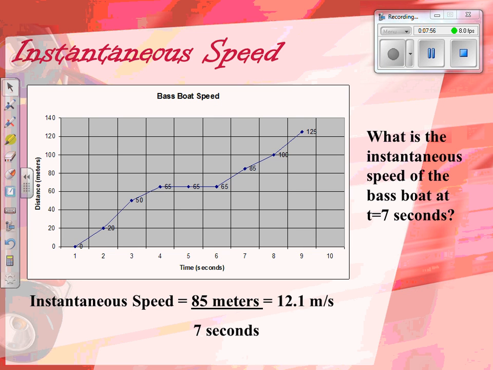Okay, his instantaneous speed, well, first of all, you have to know at what point in time you want that speed. So to calculate instantaneous speed, you have the distance and that exact point in time. So what is the instantaneous speed of the boat at 7 seconds? Well, at 7 seconds, he was at 85 meters. So 85 meters divided by 7 is 12.1 meters per second at that point.